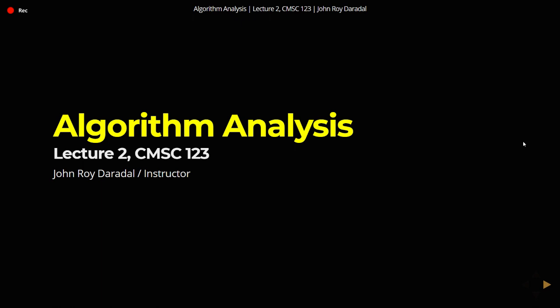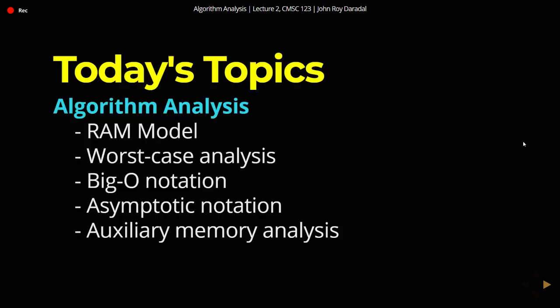Hello, this is Lecture 2 of ComSci 123, Algorithm Analysis. In today's video, we will discuss the RAM model, worst-case analysis, Big O notation, and other asymptotic notations, and how to analyze auxiliary memory.